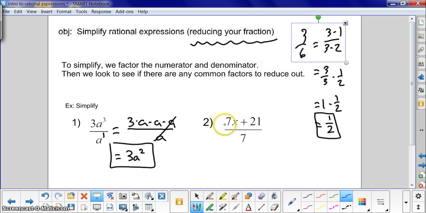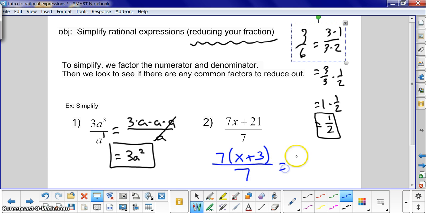If I wanted to reduce both of those with the 7, I could, but I prefer to teach it to you in the form of factoring and reducing instead. So what I do notice about the numerator here, 7x plus 21, is that it does have a GCF of 7, which then leaves me with the polynomial x plus 3. So I have 7, which is a monomial, times x plus 3, which is a binomial, divided by 7.